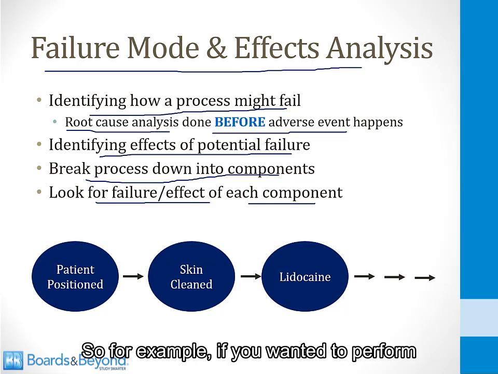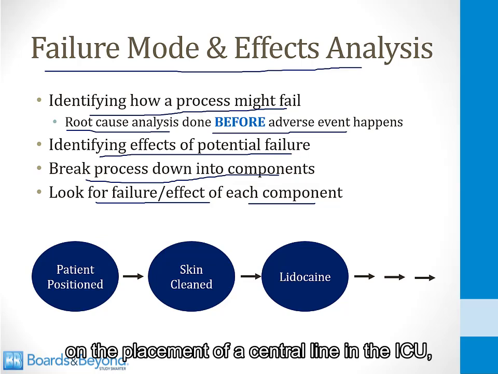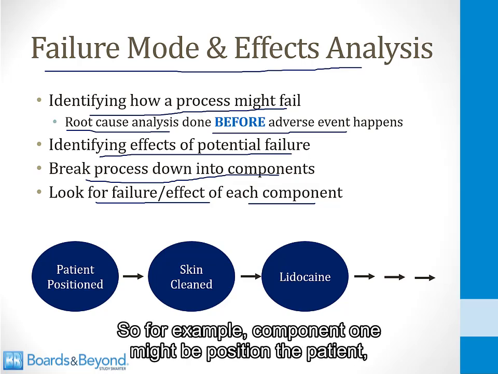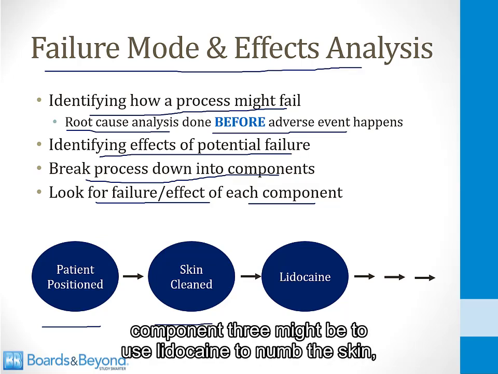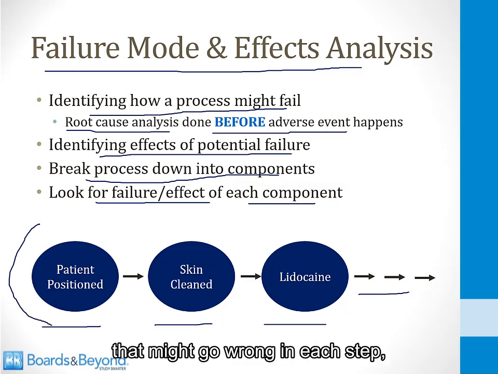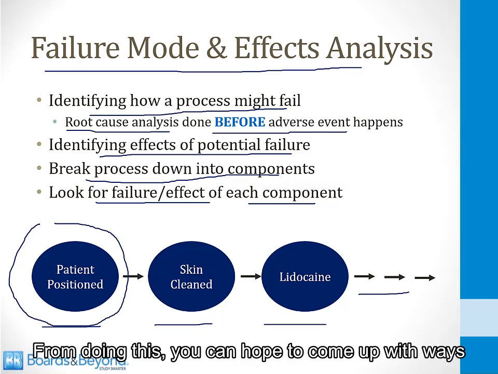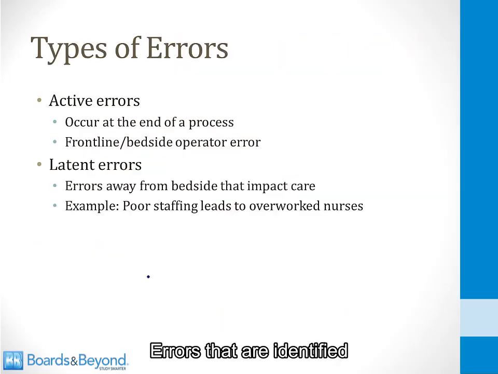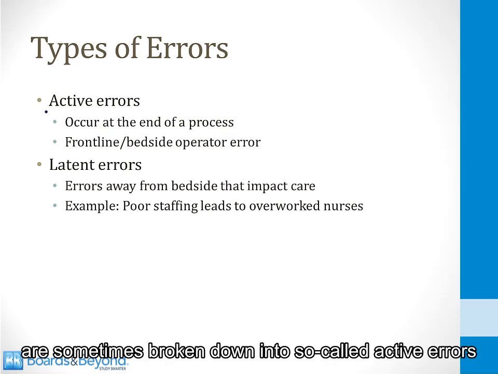So for example, if you wanted to perform a failure mode and effects analysis on the placement of a central line in the ICU, you would break down the process of placing a central line into its components. So for example, component 1 might be position the patient, component 2 might be to clean the skin, component 3 might be to use lidocaine to numb the skin, and so on. Then you would try to imagine all the things that might go wrong in each step and imagine what the effects of those errors might be. From doing this, you can hope to come up with ways to prevent the errors from occurring in the first place.